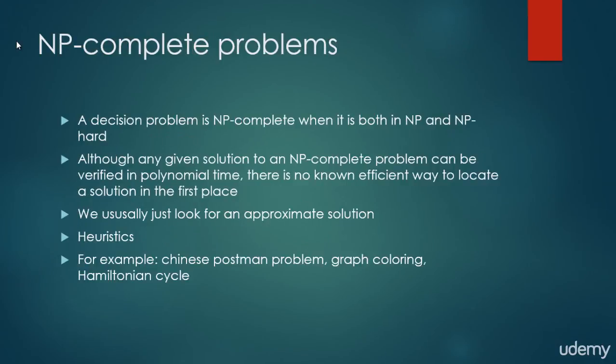A decision problem is NP-complete when it is both in NP and NP-hard. Although any given solution to an NP-complete problem can be verified in polynomial time, there is no known efficient way to locate a solution in the first place. So we usually just look for an approximate solution, and in this situation, as I said earlier, heuristics are needed. For example, the Chinese Postman problem, graph coloring, Hamiltonian cycles. For graph coloring, we usually use the greedy approach. We just want to find the nearest neighbor, and we usually end up in a local minimum, but it's a good approximation. Chinese Postman problems and Hamiltonian cycles usually rely on much more complex approaches such as simulated annealing or genetic algorithms. These are becoming more and more popular with artificial intelligence and machine learning. These are very good topics.